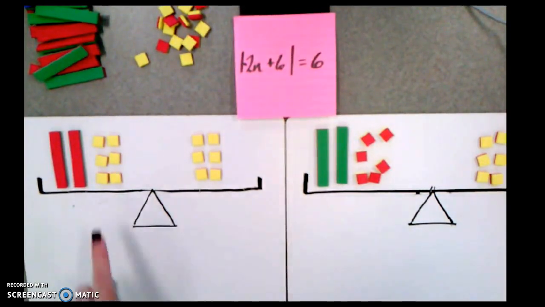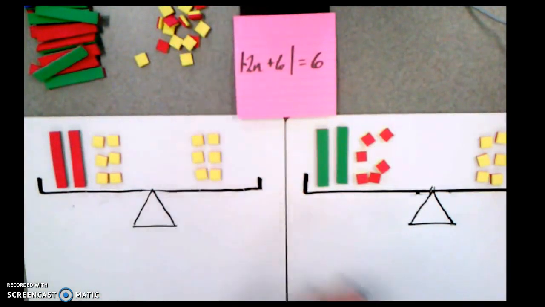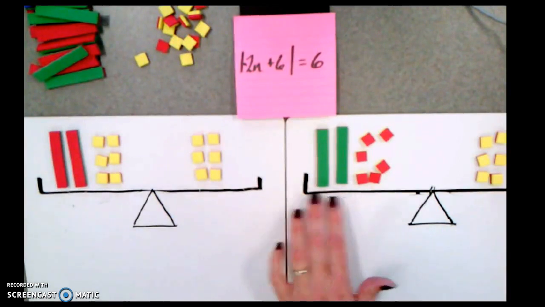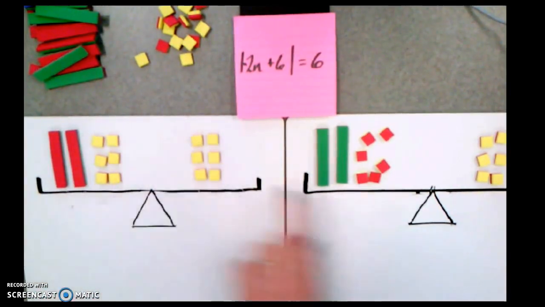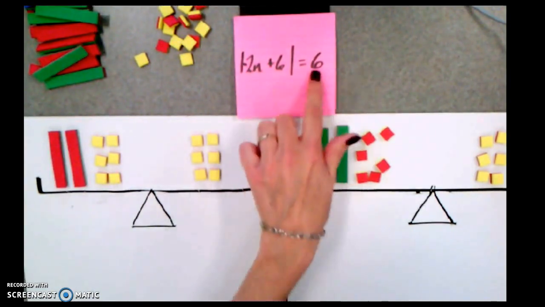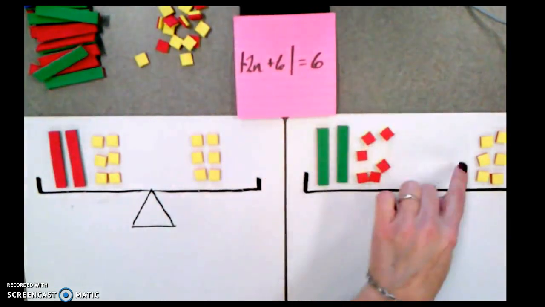So here's what I've got. I've got negative 2n plus 6 equals 6 set up, and then the opposite. And if you'll notice, all I did was make my red variables green, and my positive units over here I made them red, and of course outside of the absolute value sign it stays the same.